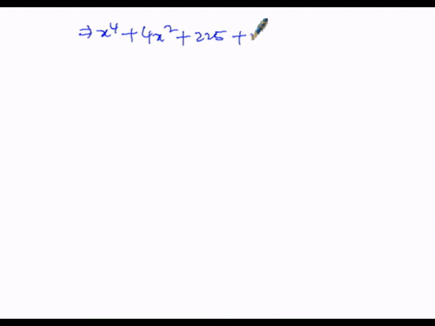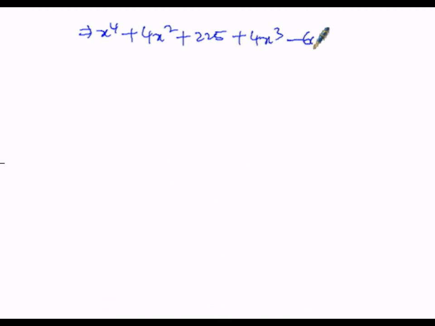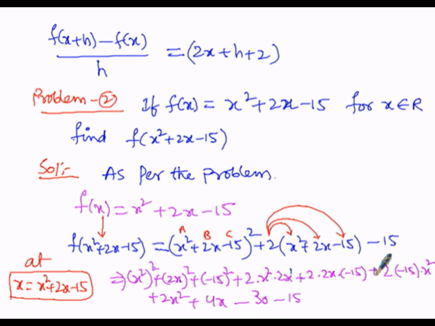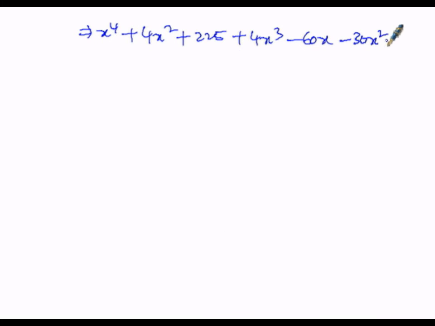Plus 4x^3. The next term: plus into minus is minus, 15 twos are 30, 30 twos are 60, 60 into x is 60x with the minus sign, so minus 60x. The next term: minus into plus is minus, 15 twos are 30, so minus 30x^2, then plus 2x^2.